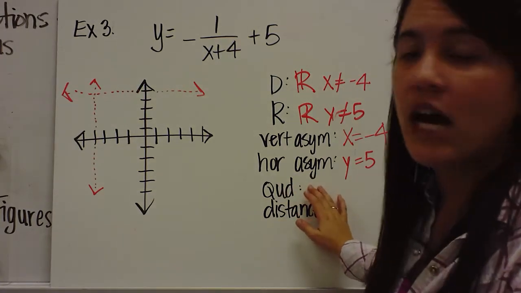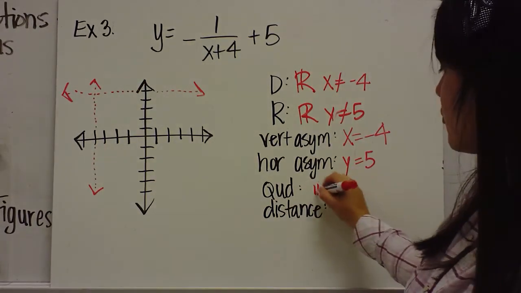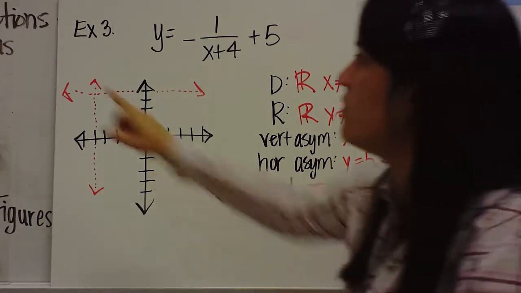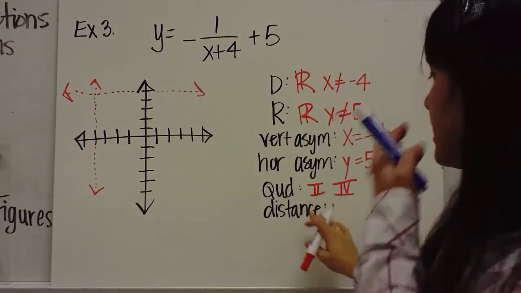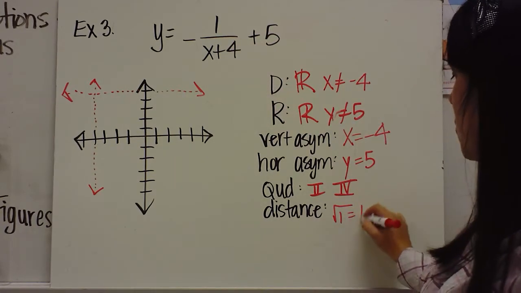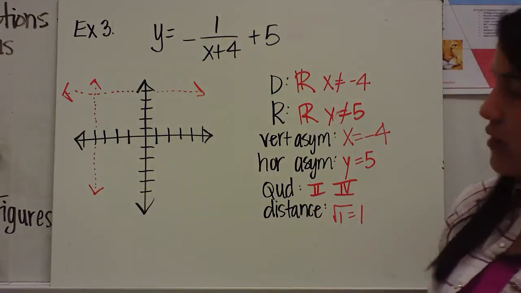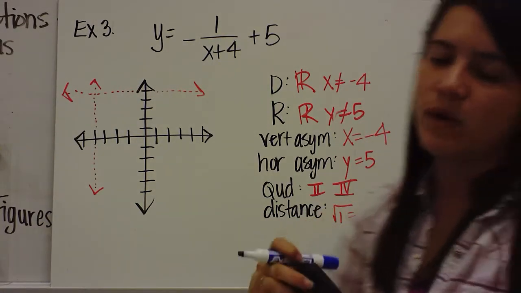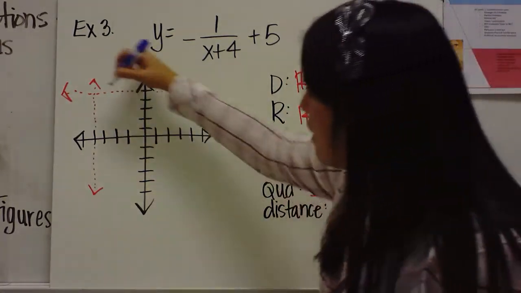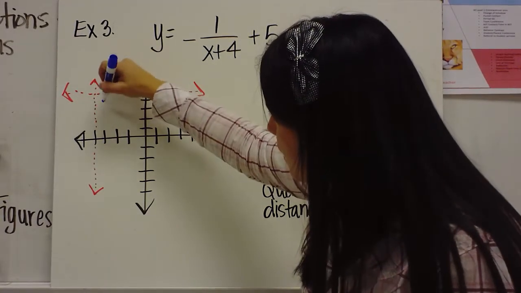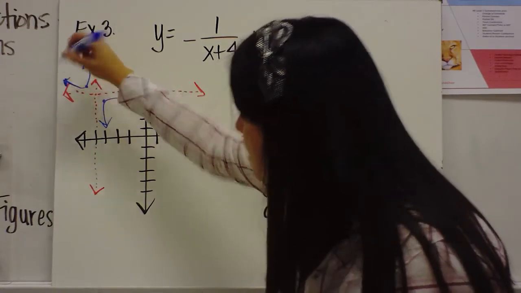My quadrants, because my k is -1, that is less than 0. That means I'm going to be in quadrant 2 and quadrant 4. So I'm going to be over here and right here. And the distance, my k is 1, so the square root of 1 is 1. So my distance is only going to be about 1 block away, and so it's going to be rather close. So when I sketch this graph, I know I'm going to be in quadrant 2 and quadrant 4, and I have a distance of 1, so that means I would go 1 and 1. And here is my inverse function sketch.